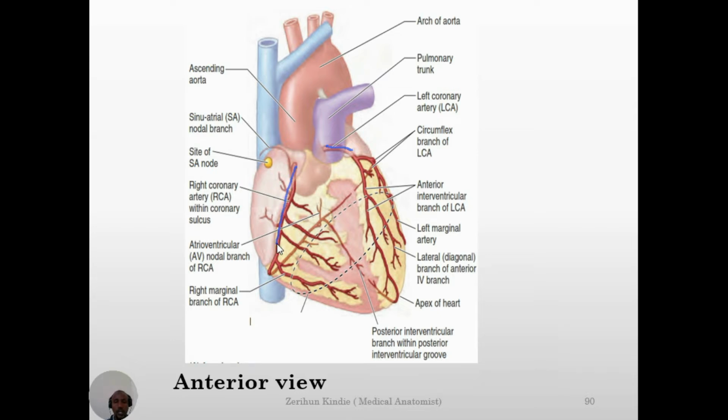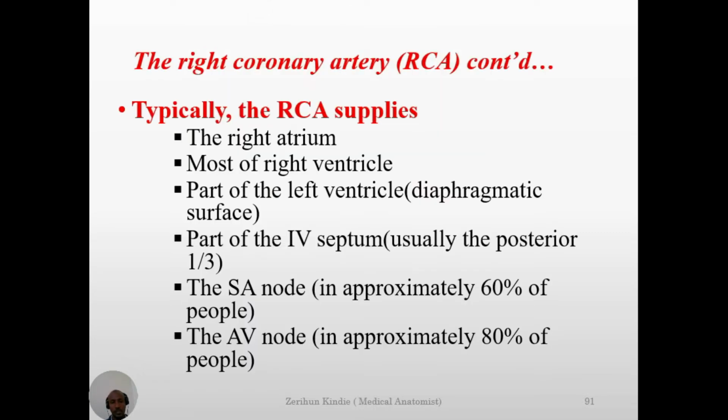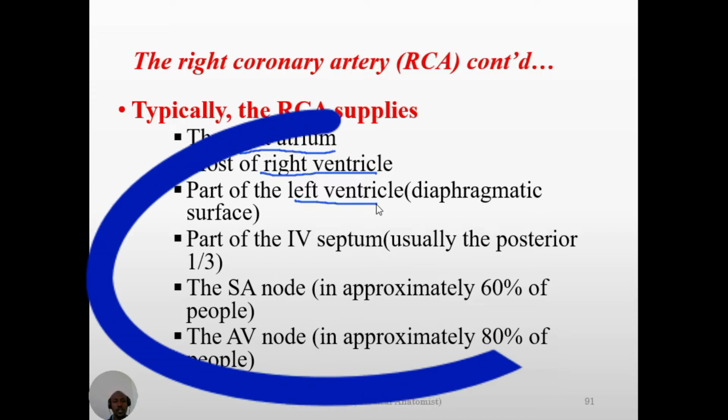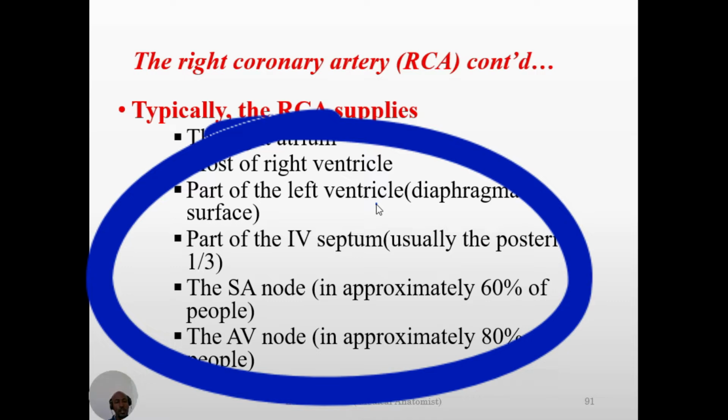The right coronary artery gives blood to the right atrium, most of the right ventricle, and the SA and AV nodes. The left coronary artery gives blood to the left ventricle and much of the left atrium. So we should know which parts of the coronary arteries supply which parts of the heart. The right coronary artery supplies 100% of the right atrium and most of the right ventricle. But a little part of the left ventricle, mainly its diaphragmatic surface, is supplied by the right coronary artery. The right coronary artery also gives blood to one third of the interventricular septum.